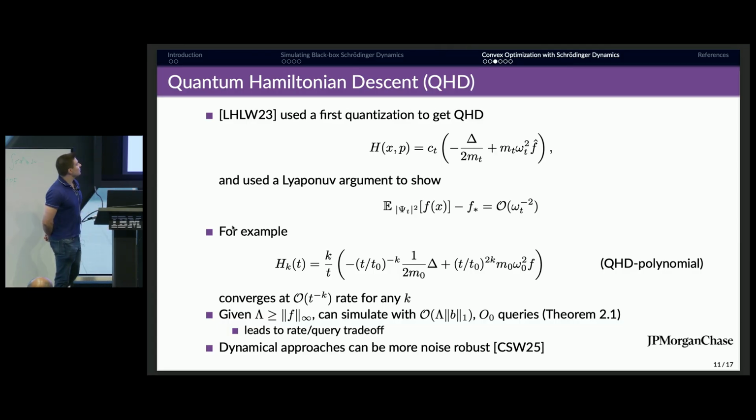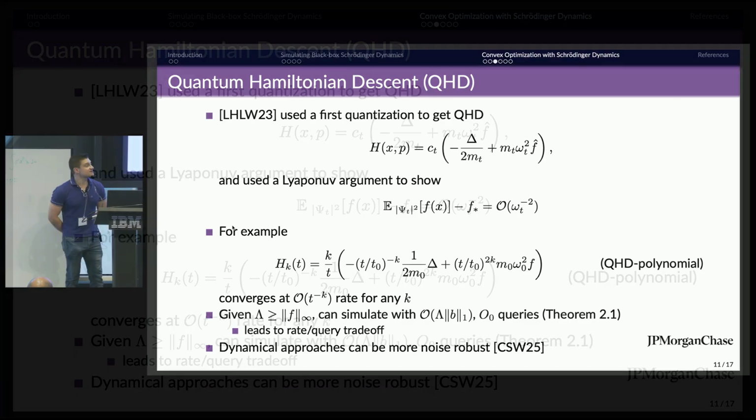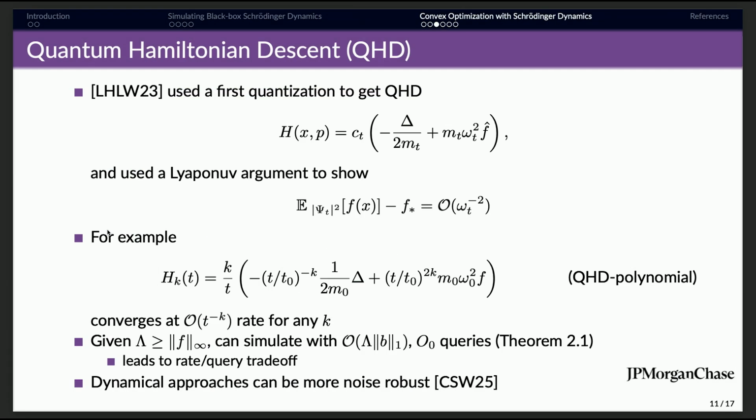And Leng et al. worked on developing quantum Hamiltonian descent, which is a first quantization of this previous system. So now you arrive at a Schrodinger equation. Here we can prove something very similar: a similar Lyapunov rate and a guarantee on the expectation of the function value in position space, which, again, Markov's inequality will turn into a guarantee on observing the minimum. And again, we can pick any rate we want.